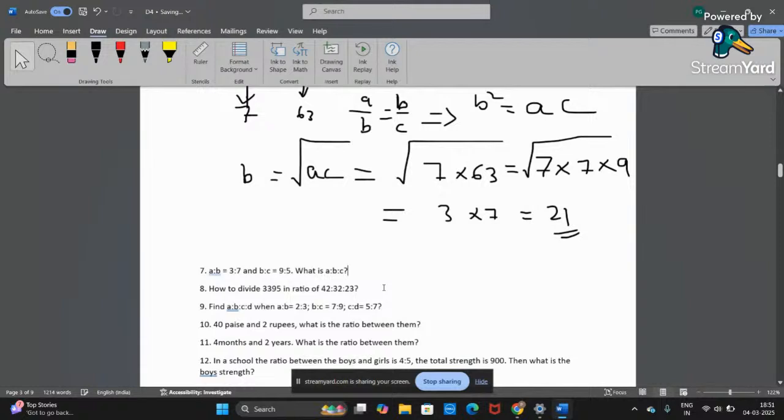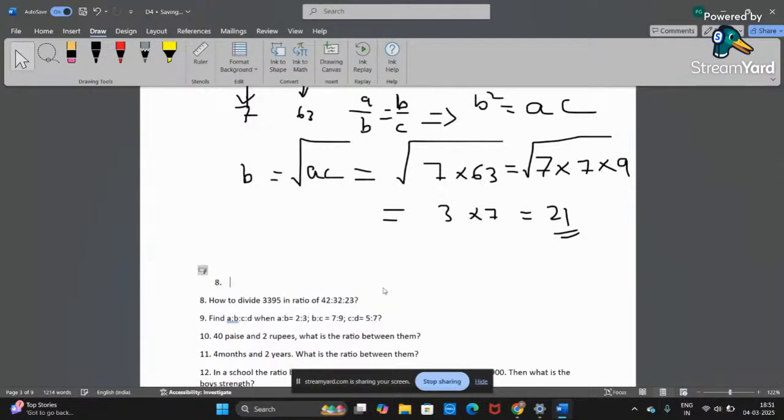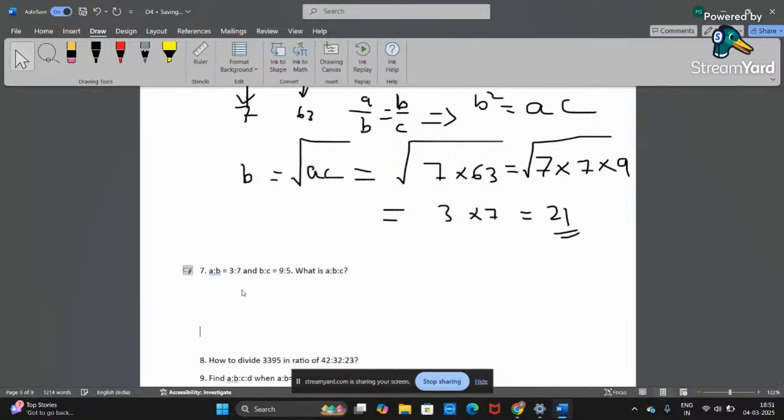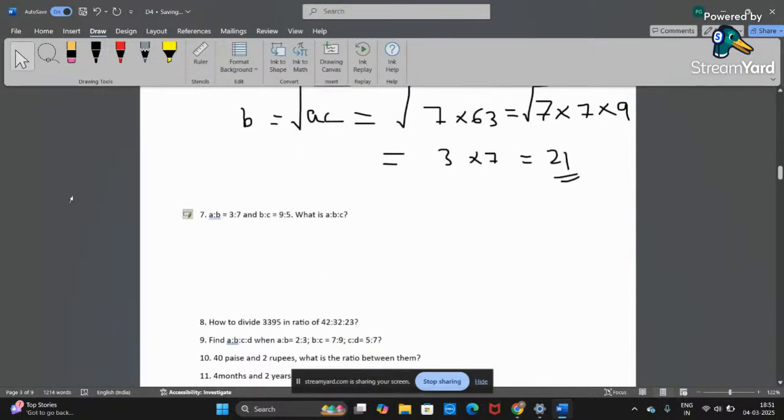Okay, now let's move on to find the answer for the next one. In this, they have given A to B equals 3 to 7 and B to C equals 9 to 5. Here we need to find A, B, C. For A it is 3, B value here it is 7, and again we have B value as 9. For C it is 5. But we need one common value for B, right? So what you have to do?